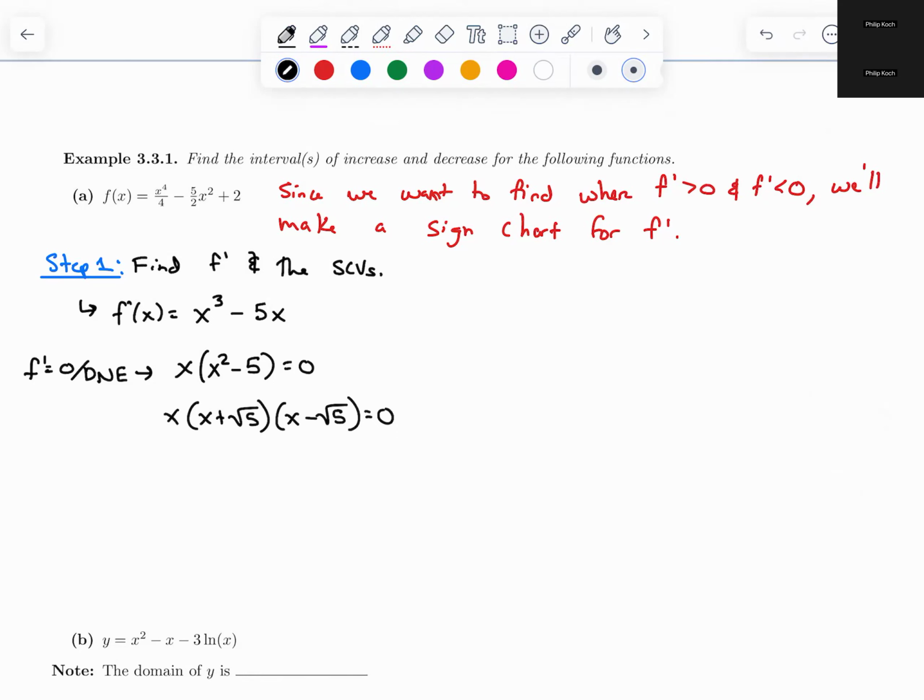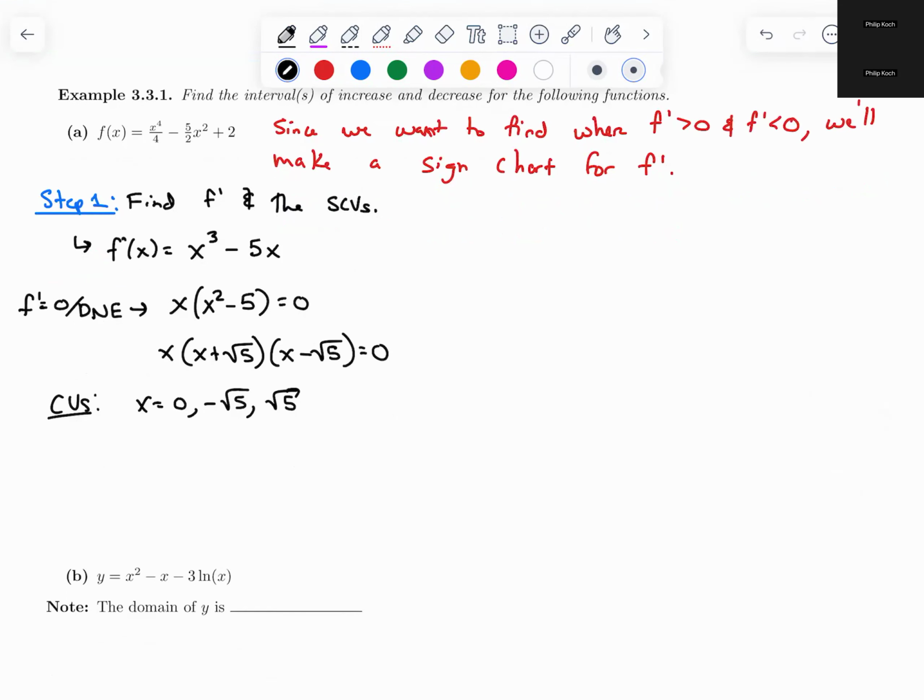equals 0. And therefore, we have all of our critical values: 0, negative square root 5, and positive square root 5. And those are our CVs. And they're all critical values because the function is a polynomial and it will exist at any of those values because polynomials exist everywhere. That's step one.